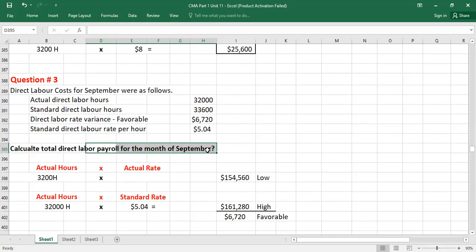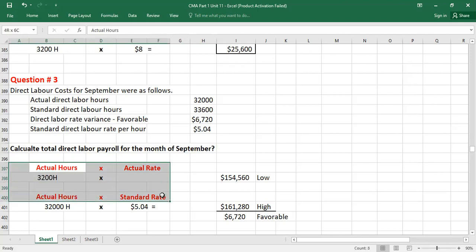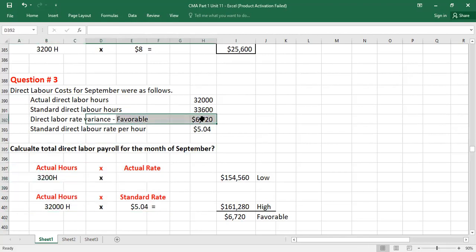Guys, don't forget, when they ask you to calculate direct labor payroll, it means they are asking you to calculate the actual labor cost. And actual labor cost you can get from the first line. So it means you can apply here the rate variance formula. Why? Because the rate variance answer is also given, and you have to calculate the actual labor cost, which is called direct labor payroll.